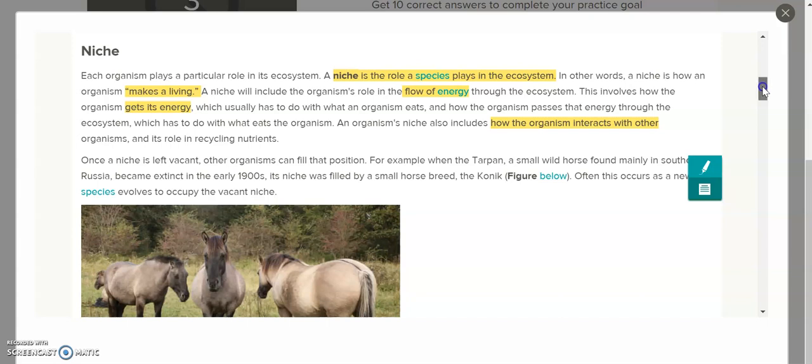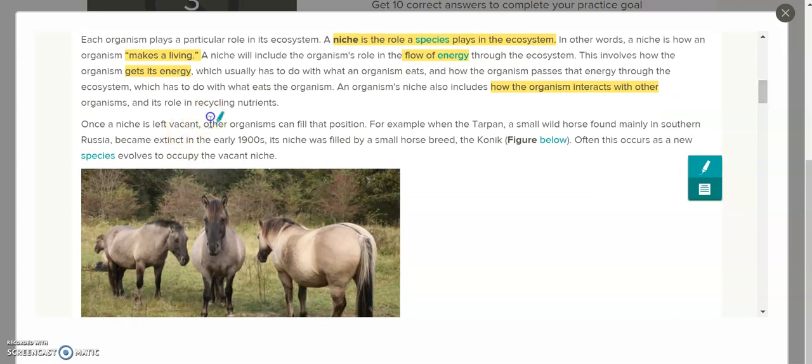So once that niche is left vacant, other organisms can fill that position. So the hilarity of this right now is that the niche of your teacher has been left vacant. So for most of you, your parents are having to fill in that position. I'm sorry to your parents. Hopefully you don't ask to go to the bathroom quite as often. So right there it says other organisms can fill that position.